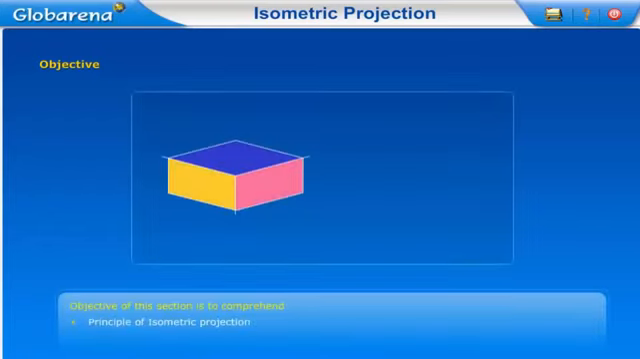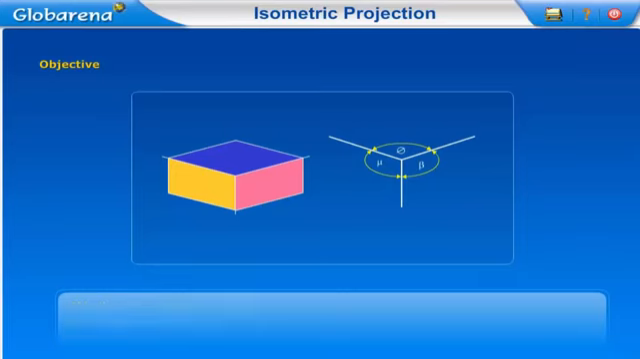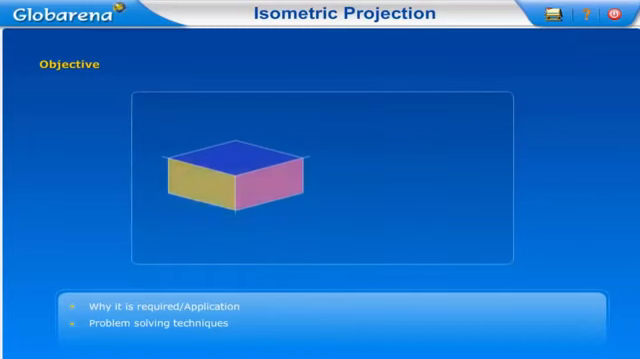The objective of this section is to explain: A. Principle of isometric projection. B. Why it is required, its application. C. Problem-solving techniques.